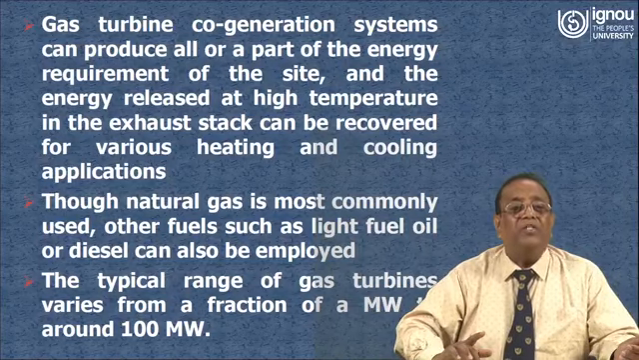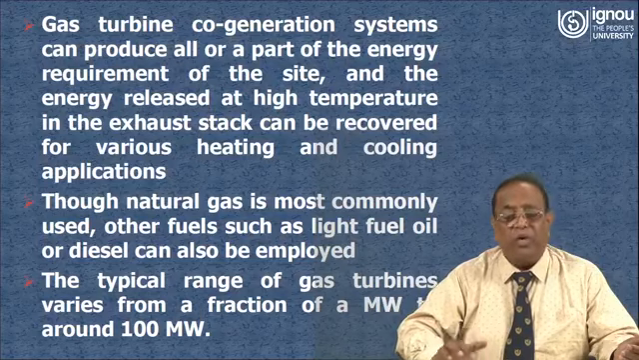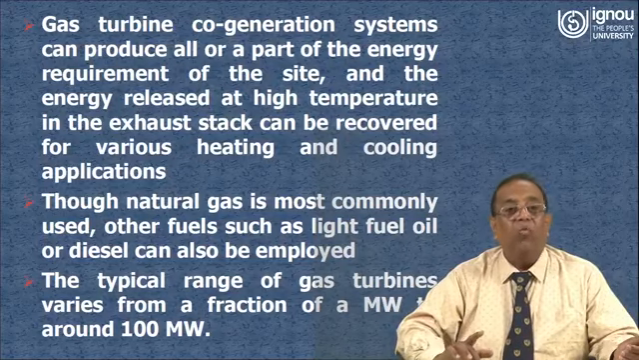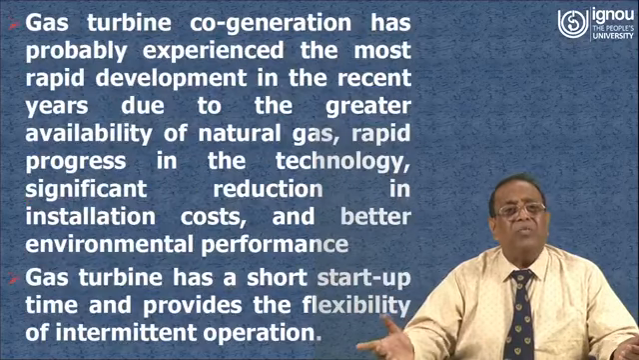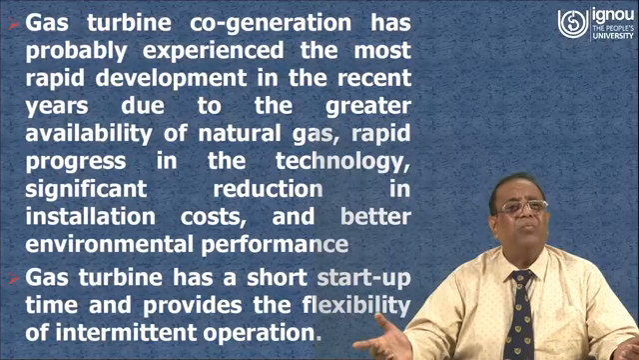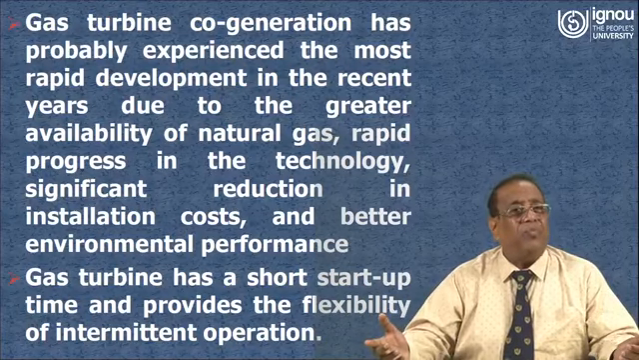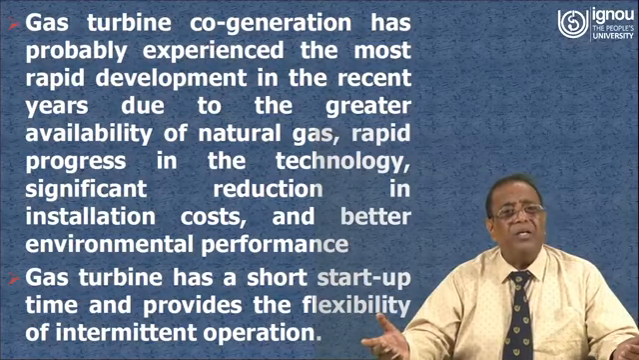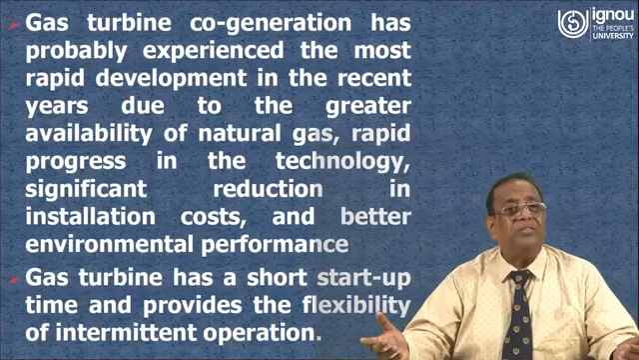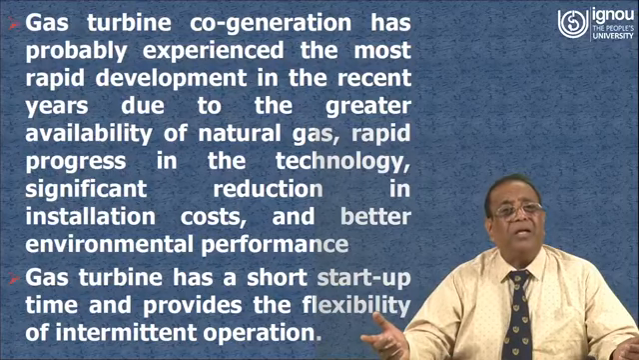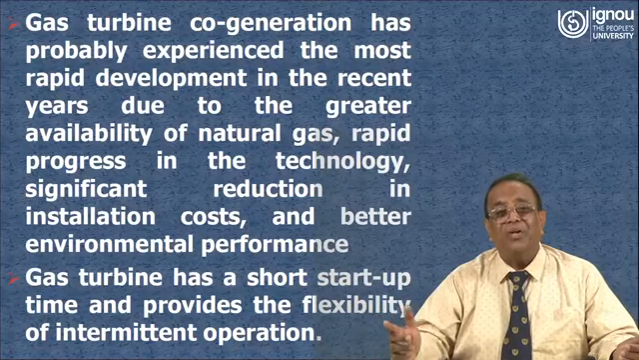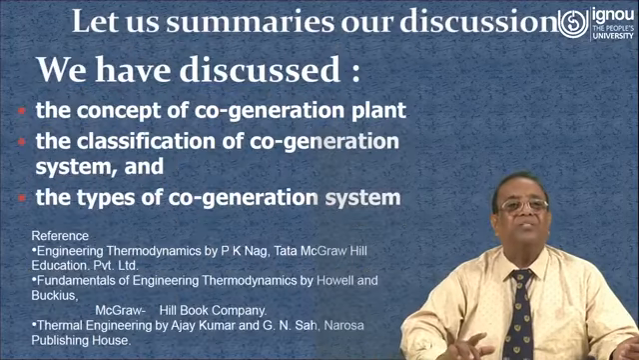The typical range of gas turbines varies from a fraction of a megawatt to around 100 megawatt. Gas turbine cogeneration has probably experienced the most rapid development in recent years due to the greater availability of natural gas, rapid progress in the technology, significant reductions in installation cost, and better environmental performance. A gas turbine has a short startup time and provides the flexibility of intermittent operation.